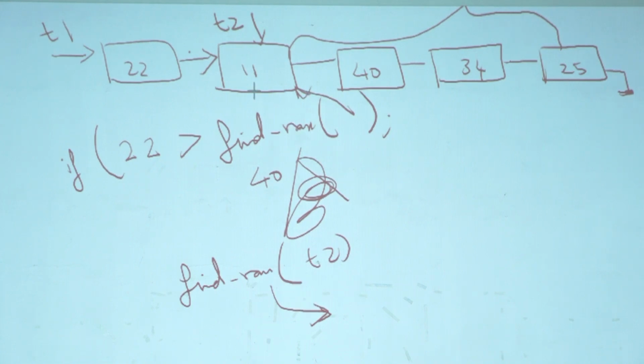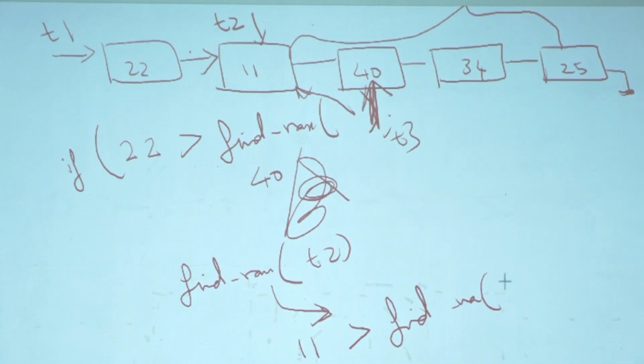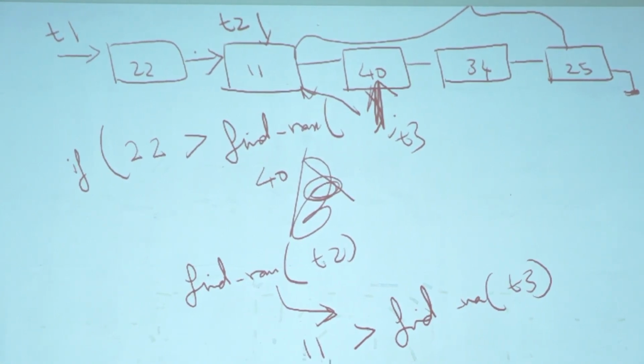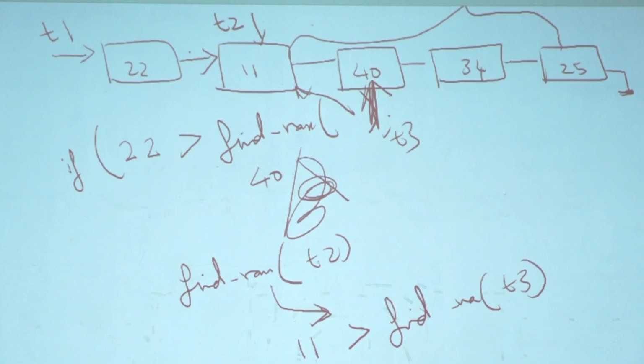What will it do? Again, it will start with the list at 11 now. It will ask, is this empty? No. Is it a single node list? No. Remember, this list starting here has 4 nodes, so it's not a single node. So it will say, is 11 greater than find max of the list starting at 40 now, because it's next. I will call this T3. Now the list starting at T3, its max will be 40. Is 11 greater than 40? No. So I'll say find max of T3, which I have already found here.